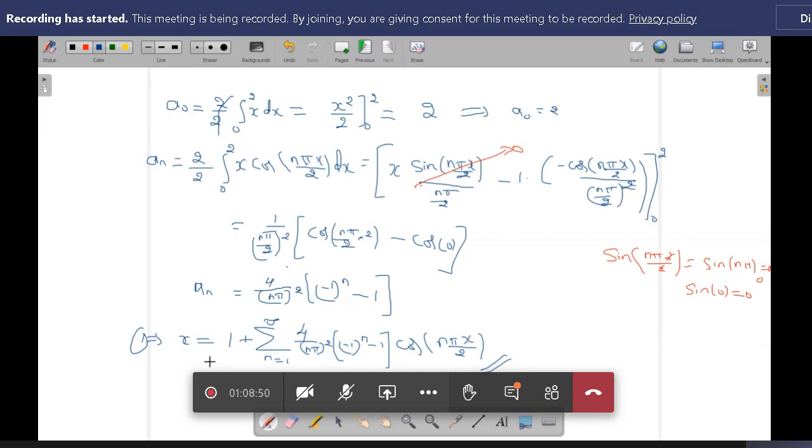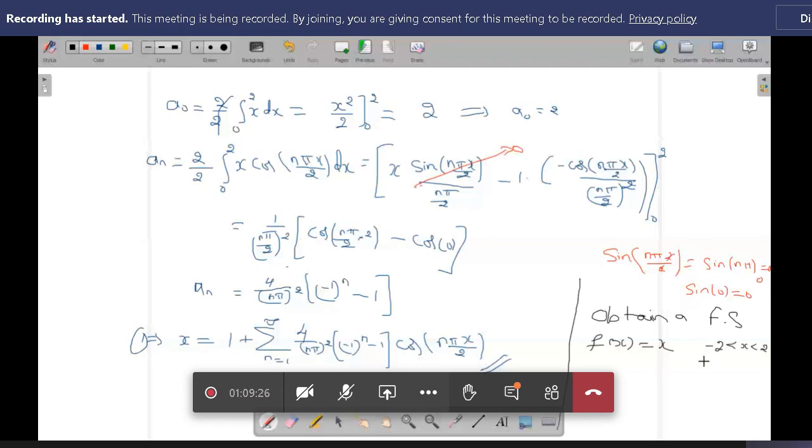Now you see this value, and that actually, so just go back to the full range Fourier series. In the full range series, if you remember, if I ask you to obtain the Fourier series for the function f of x equals x in the interval minus 2 to 2.